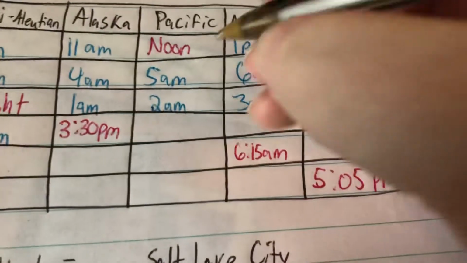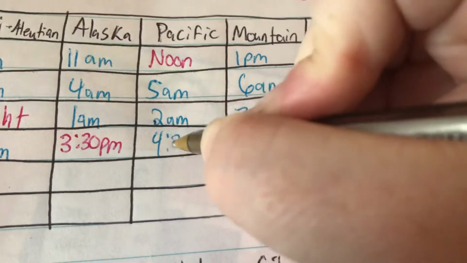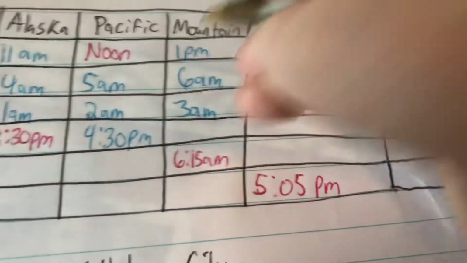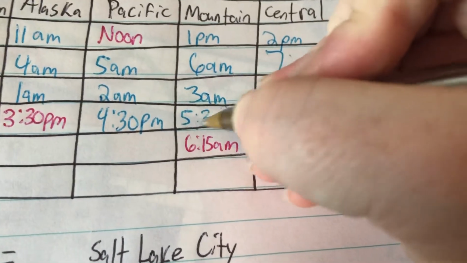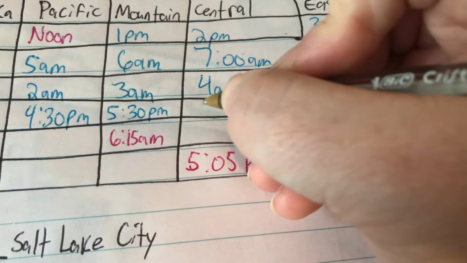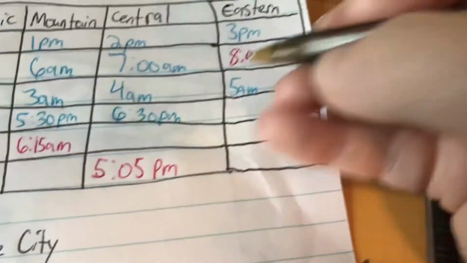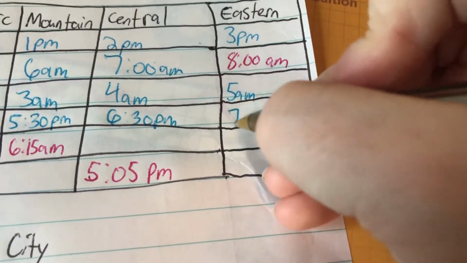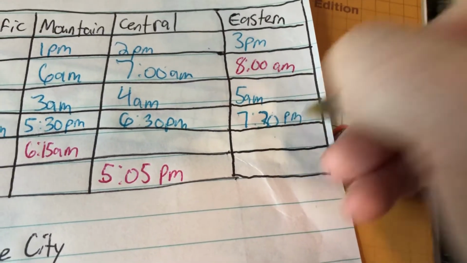In Pacific time zone, California, it would be 4:30 p.m. The Mountain time zone would be 5:30 p.m. The Central time zone, which is a pretty good chunk of the U.S., would be 6:30 p.m. And Eastern would be 7:30 p.m.